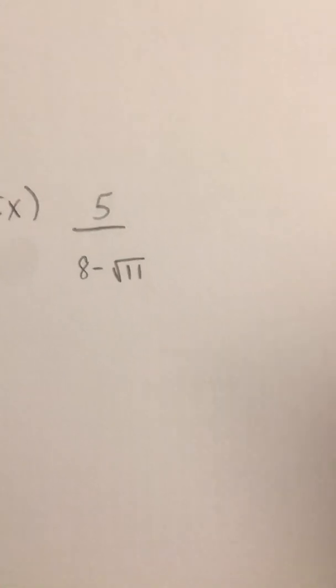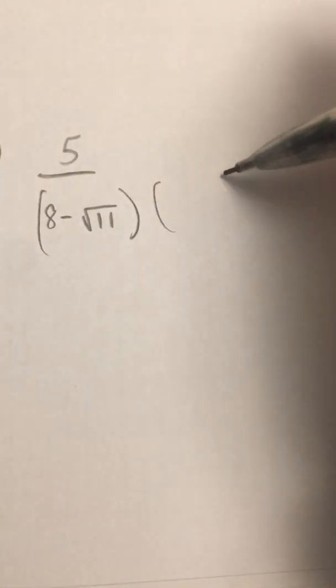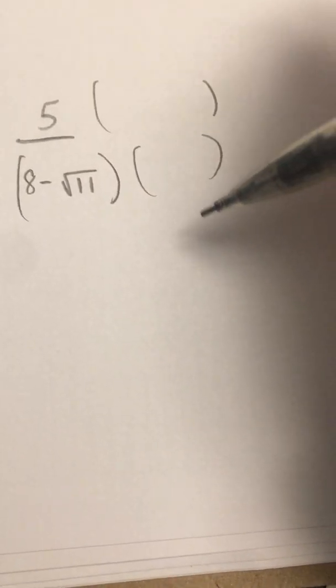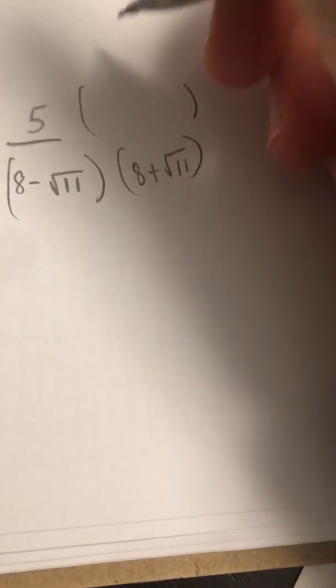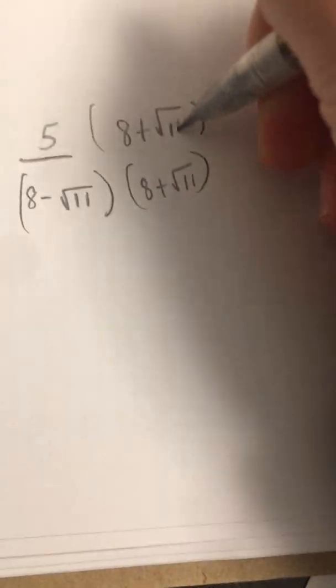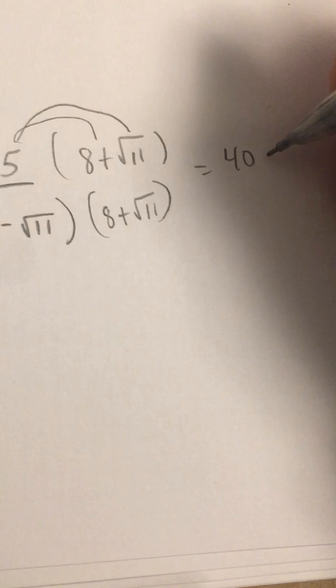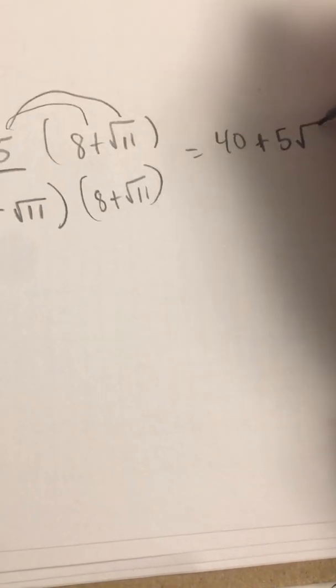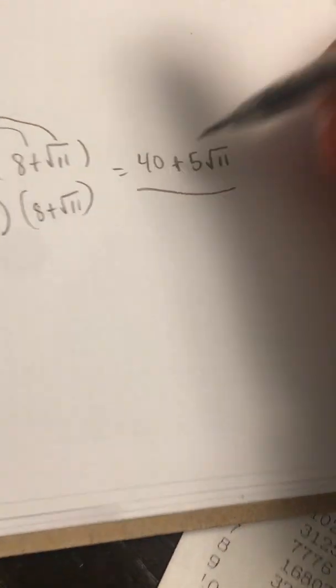Our third and final example. Here's the binomial. We want to figure out what is its conjugate. The 8 and the root 11 stay the same. If we see a minus here, we know that we're going to use a plus when we multiply. 8 plus root 11. Distribute. 5 times 8 is 40. 5 times root 11 is 5 root 11. Again, we can't put these together. Please don't say 45 root 11 because they're not like. This would need to have a root 11 in order to do that.